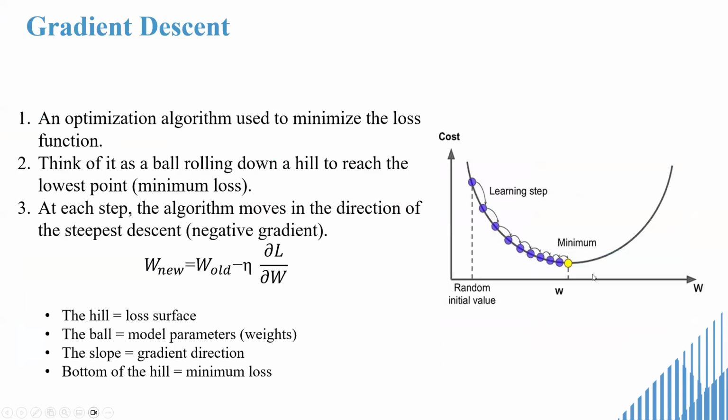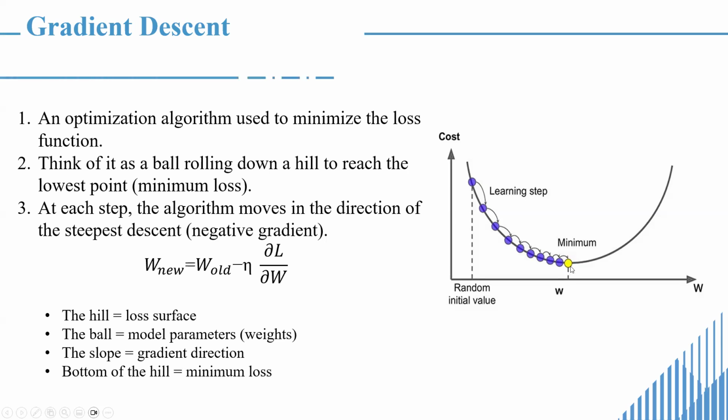And then we have gradient descent, which is an optimization algorithm used to minimize the loss function. Think of it as a ball rolling down a hill to reach the lowest point. If you are throwing a ball from here, this is the minimum. At each step, the algorithm moves in the direction of the steepest descent: the new value is the previous value minus the learning rate times the gradient. The hill is the loss surface, the ball is the model parameters, the weights, the slope is the gradient direction, and the bottom of the hill is the minimum loss. So this is the minimum loss that you are having here.